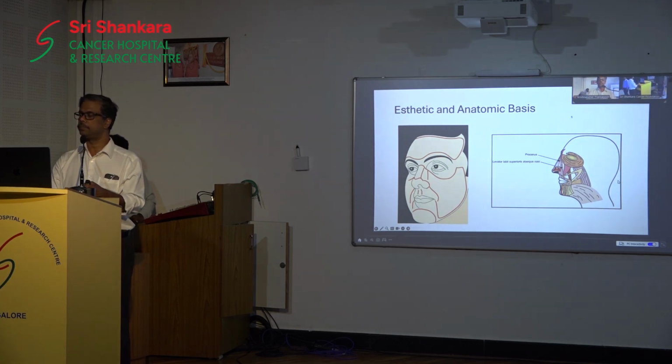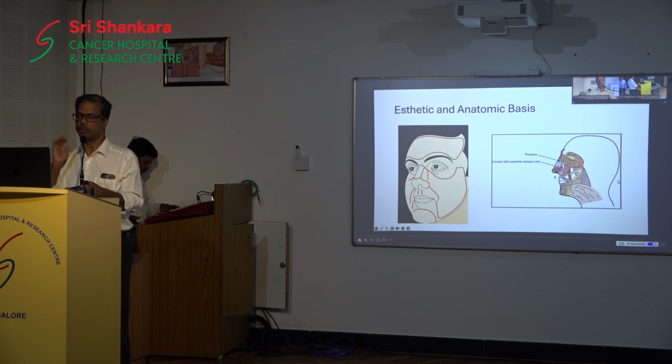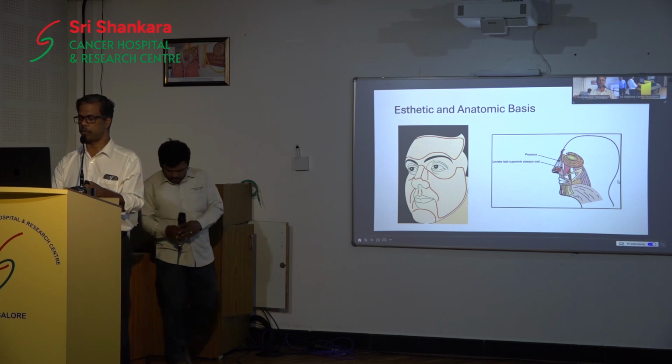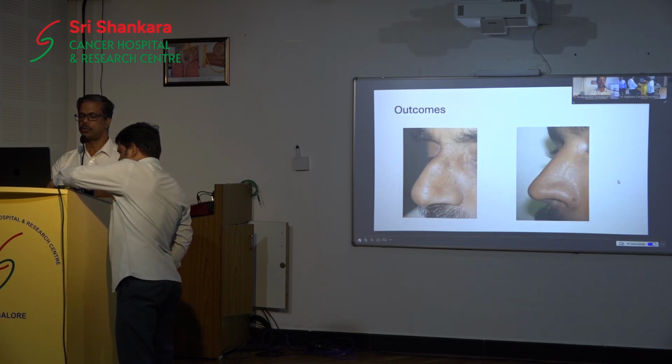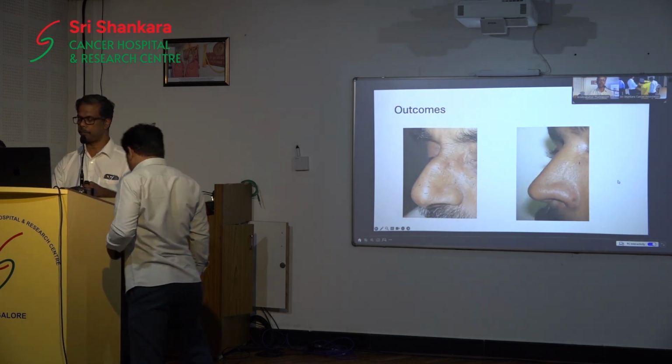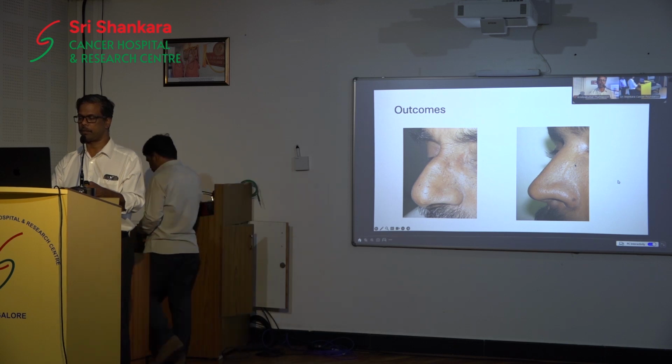So, the incision we described has its own aesthetic and anatomic basis. The aesthetic basis is that it is designed based on the principles of the facial units and subunits. And the anatomic basis is that it has taken into consideration the superficial muscles of the face, like procerus and levator labii superioris. You can read the paper for the details. So these are some of the outcomes about the modified lateral rhinotomy incision.